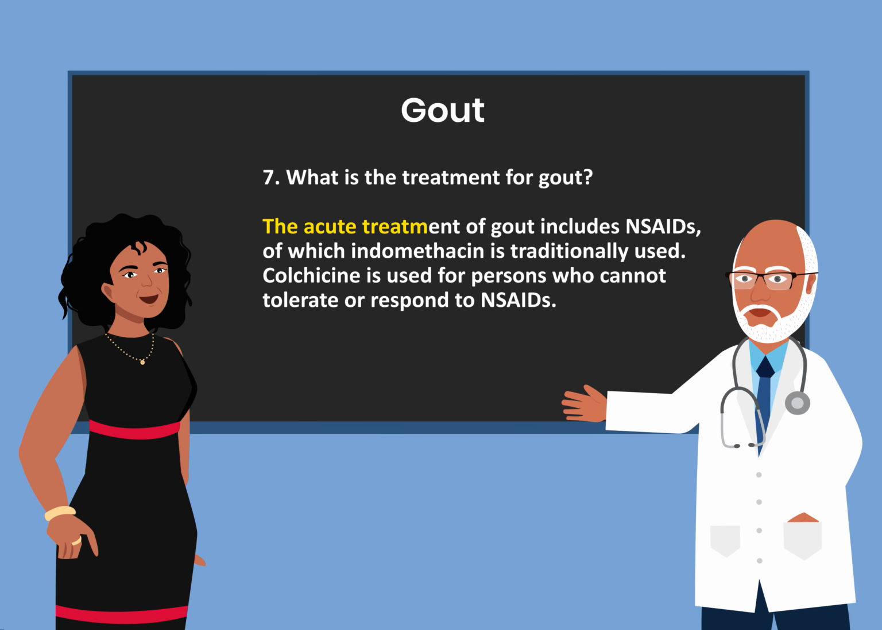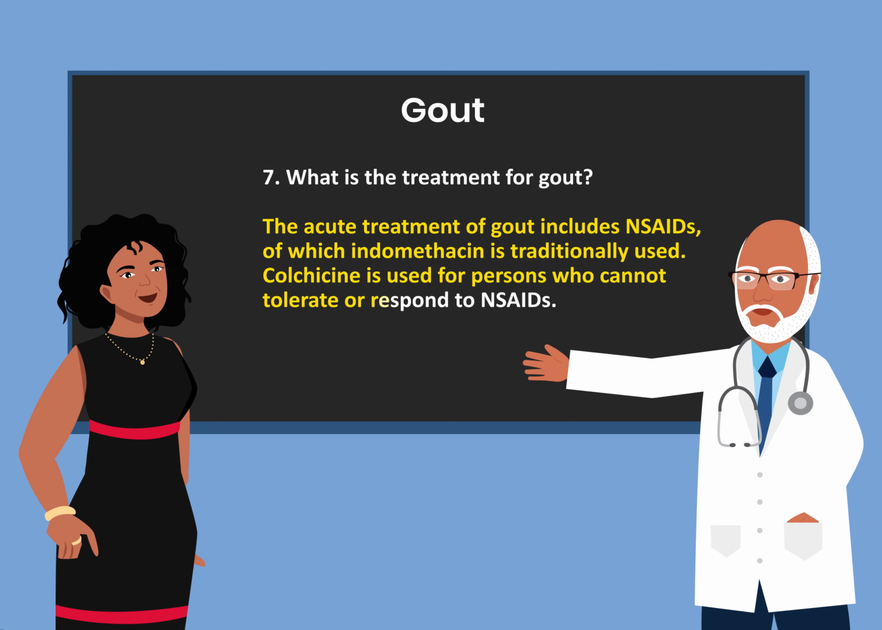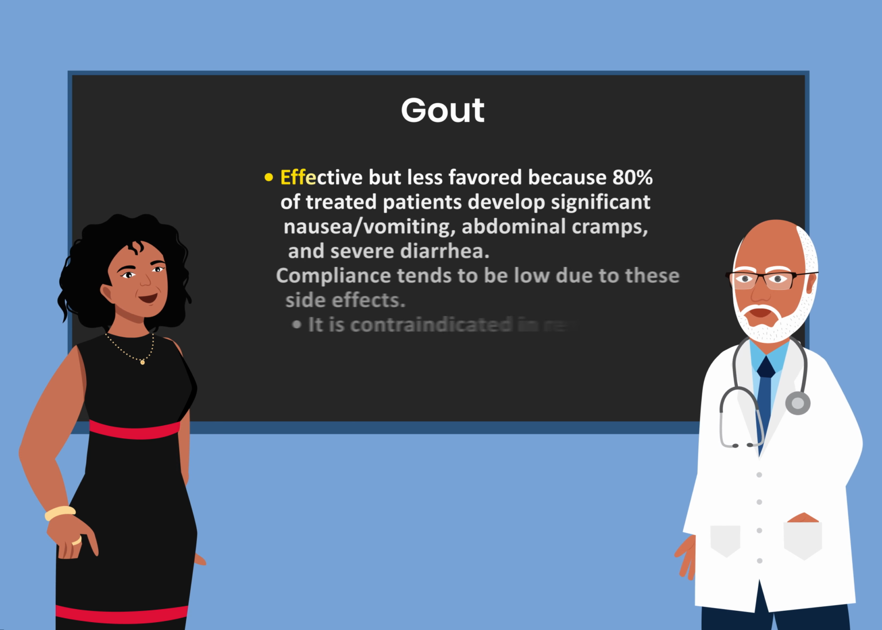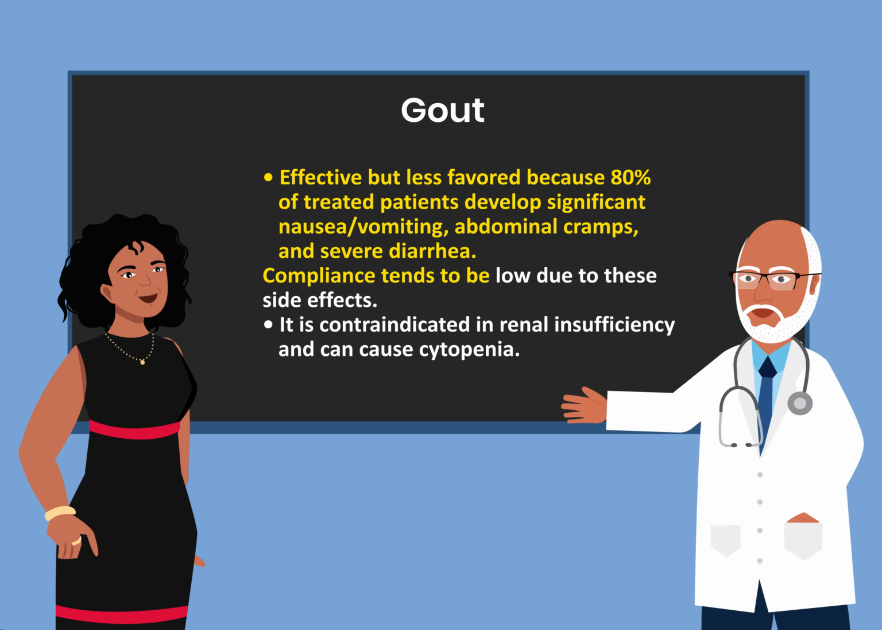The acute treatment of gout includes NSAIDs, of which indomethacin is traditionally used. Colchicine is used for persons who cannot tolerate or respond to NSAIDs. Even though colchicine is effective, it is less favored because 80% of treated patients develop significant nausea, vomiting, abdominal cramps, and severe diarrhea. Compliance tends to be low due to these side effects. It is contraindicated in renal insufficiency and can cause cytopenia.